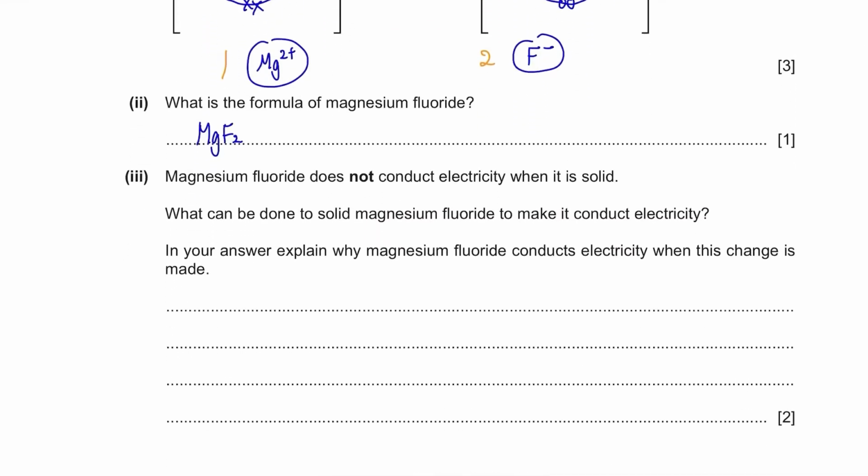Magnesium fluoride does not conduct electricity when solid. What can be done to solid magnesium fluoride to make it conduct electricity? They already gave you a hint. It does not conduct electricity because it's solid. In your answer, explain why magnesium fluoride conducts electricity when this change is made. So what's this change? It's very obvious. You make it a liquid. And how do you do that? You dissolve it in water, or you can heat it until it's in the molten state.